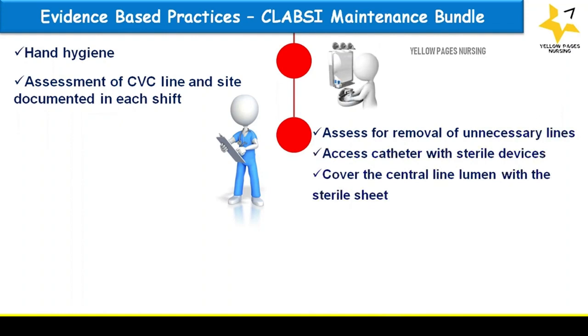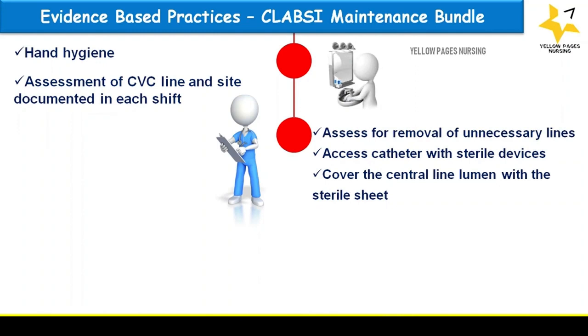Next, assess for removal of unnecessary lines. Once the infusion gets completed, remove the lines immediately to prevent backflow and occlusion of the central line. Access the central venous catheter only with sterile devices. Next is cover the central line lumens with the sterile sheet.